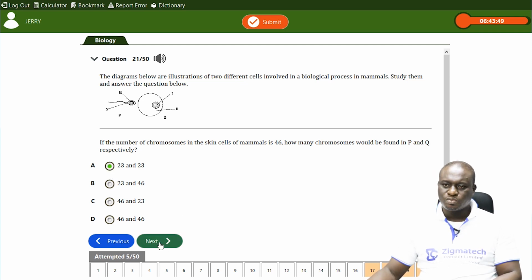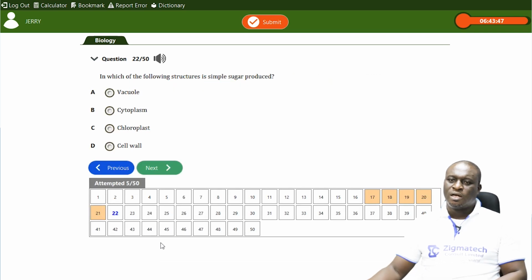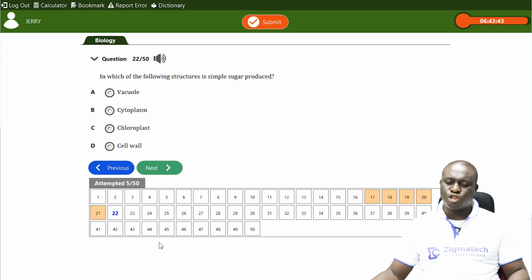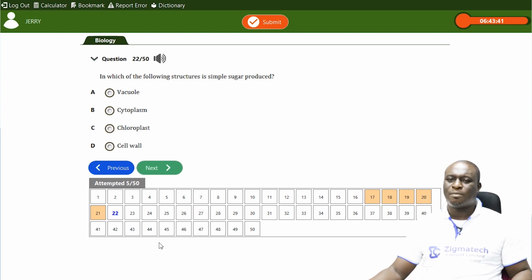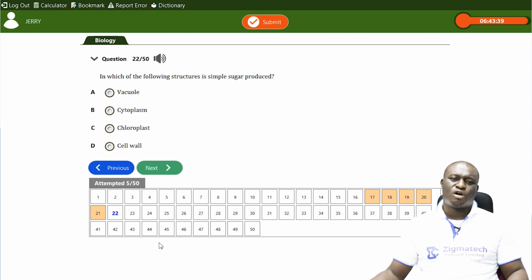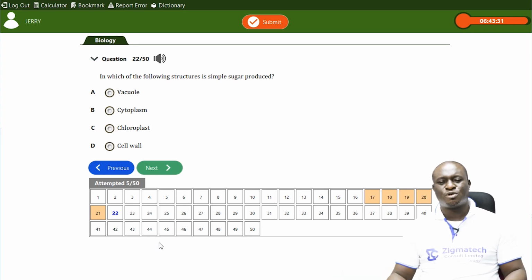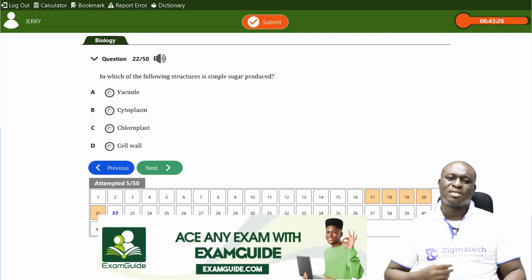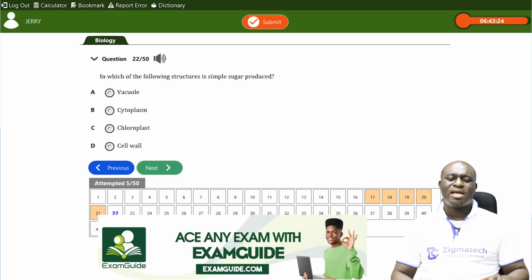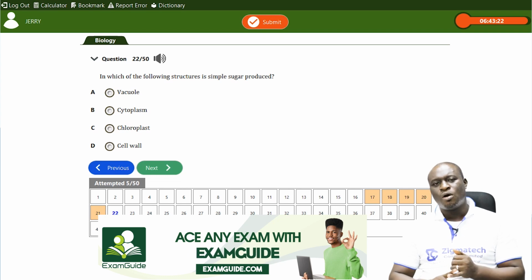Okay? Next. In which of the following structures is simple sugar produced? Now, the production of simple sugar has to do with the process of photosynthesis. Photosynthesis is actually the process by which green plants, please take note, green plants, manufacture their food in the presence of sunlight, water, and carbon dioxide.